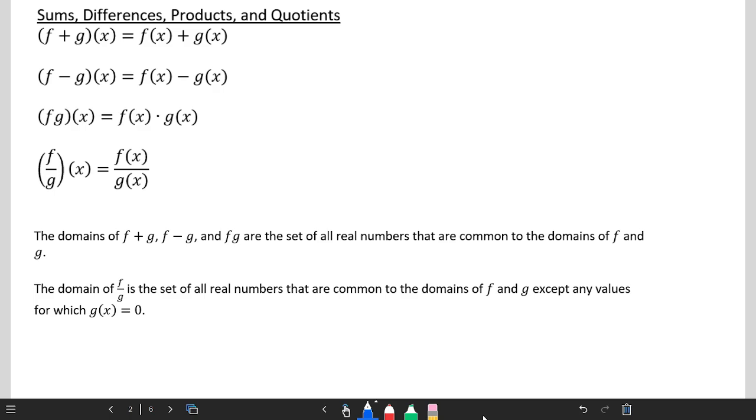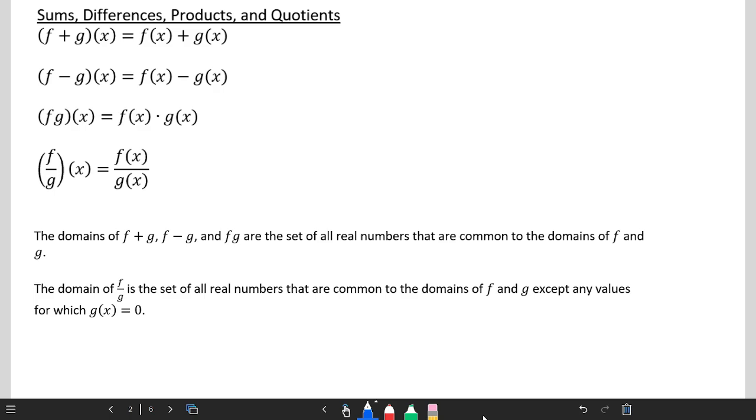So what we can do is actually get an equation for what that result is going to be, instead of doing the operation every single time we want to know what the output would be for the combination of functions. That's what we're going to practice in this video, and then we're also going to look at what the domain of each of these functions would be.